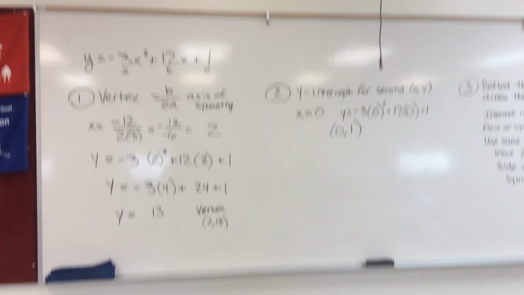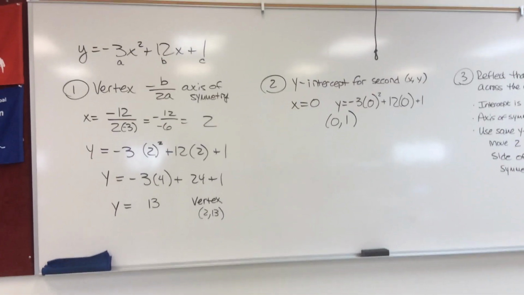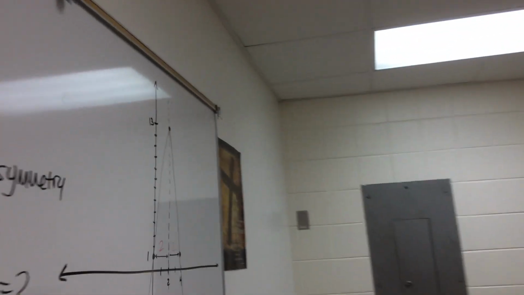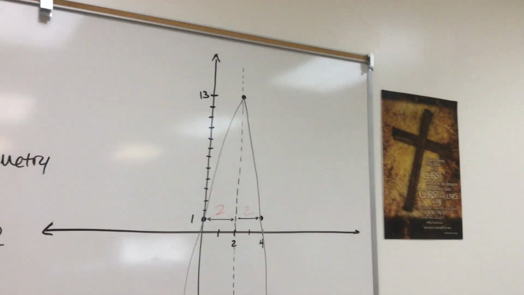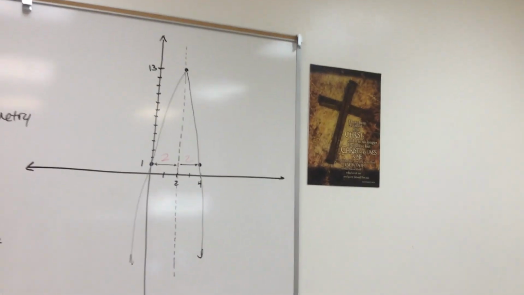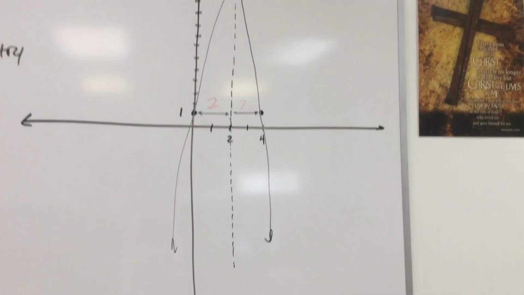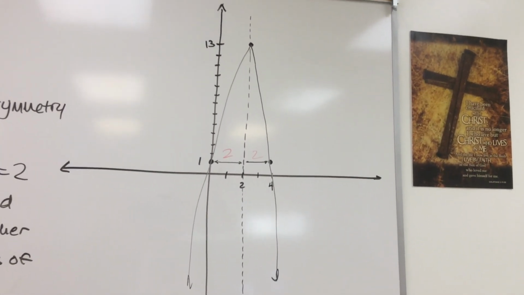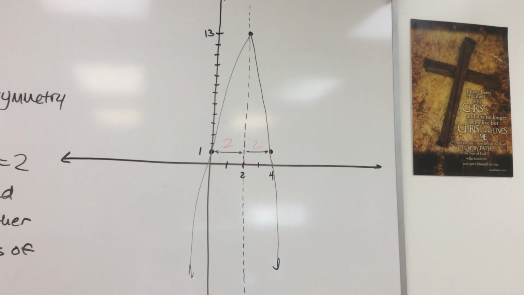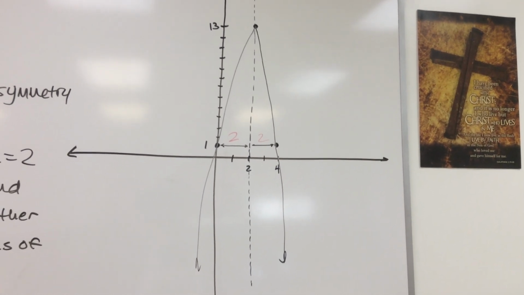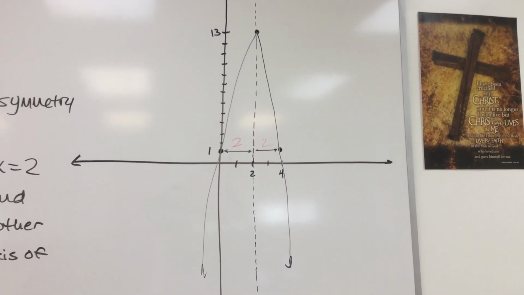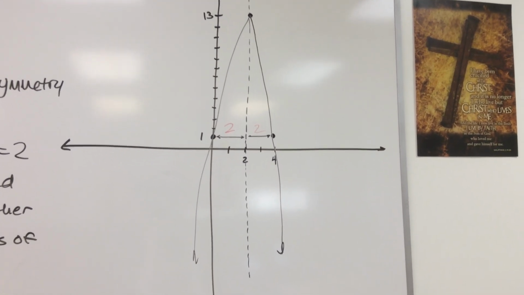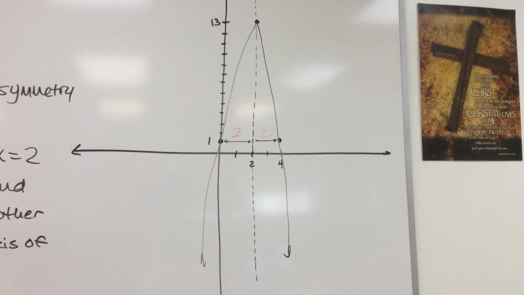So what I've done now is I've graphed these. I'll walk over here, try to keep it a little steady. All right, so we've graphed those first 2 points. Take a look here. We've got our vertex at 2, 13. See that up there? Then we have our y-intercept at 0, 1. See that guy there?